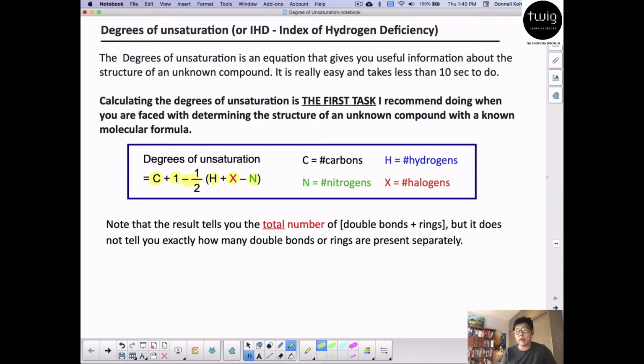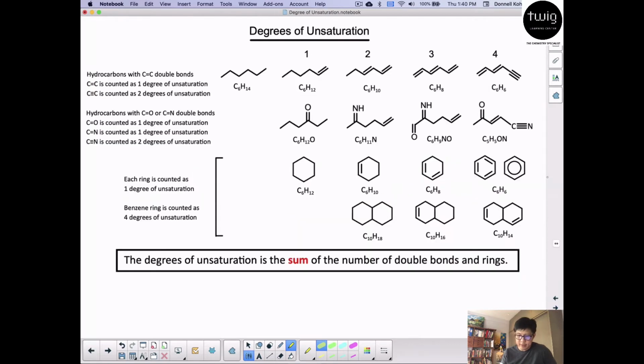And what does it tell us? It tells you the total number of double bonds and rings in the structure. It does not tell you exactly how many double bonds there are or how many rings there are, but the total is the total number of double bonds and rings. Let me just give you a rough idea of how it works.